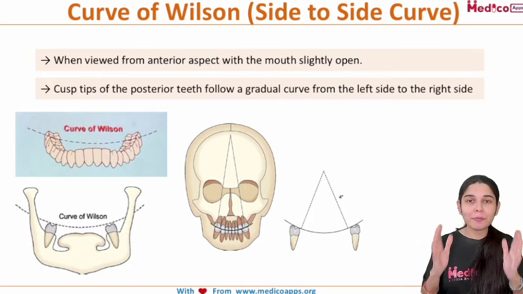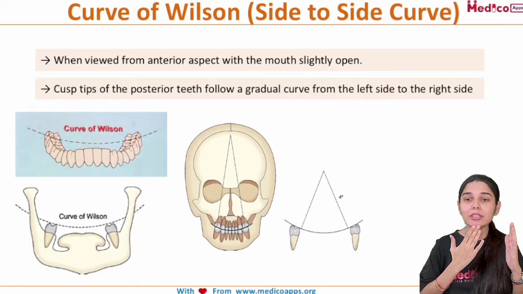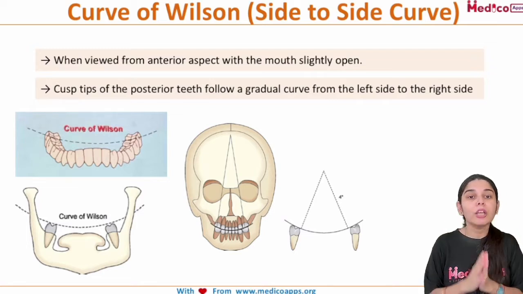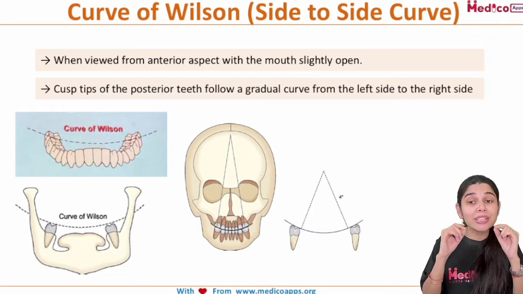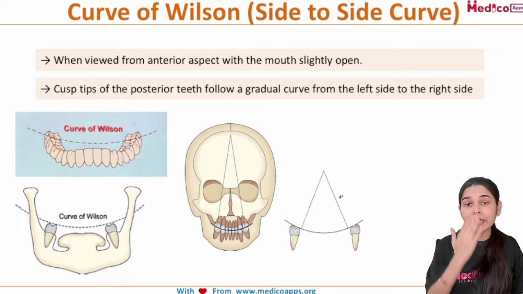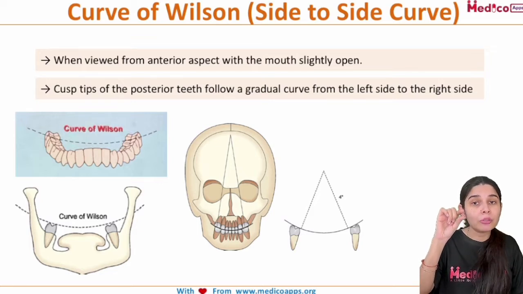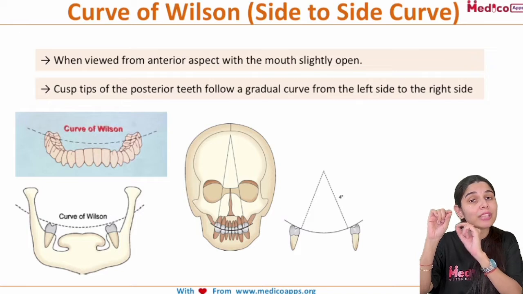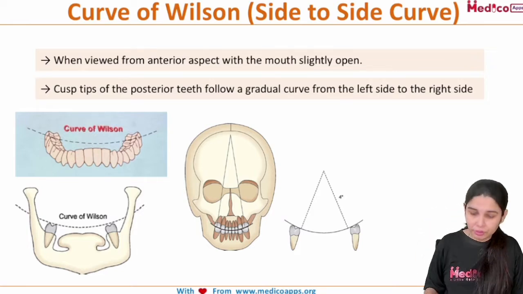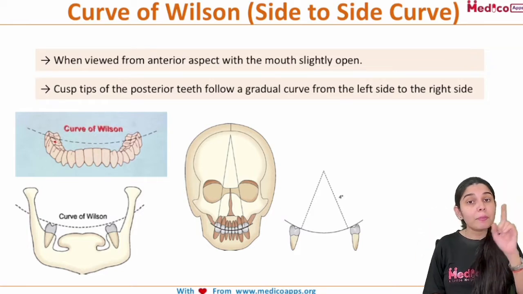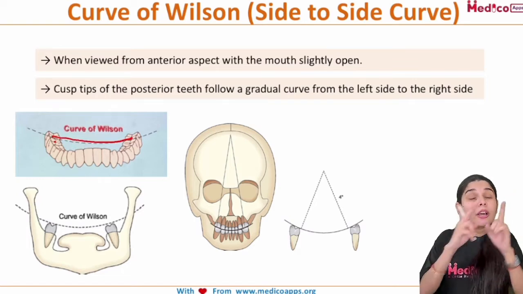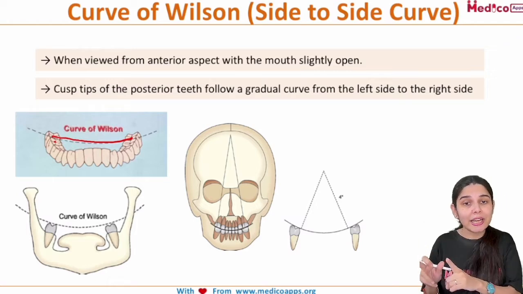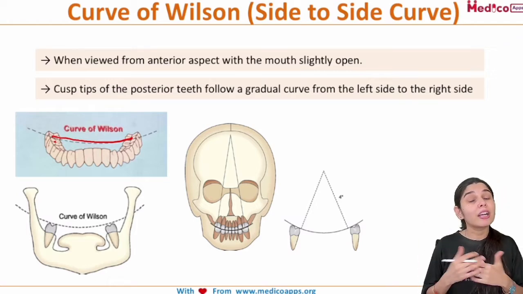So, just look at me. This is the anterior portion, the anterior portion of my face. When we view the anterior aspect, I am keeping the mouth slightly open. The cusp tips from the posterior teeth will have a gradual curve from the left side to the right side. That curve is known as the curve of Wilson.